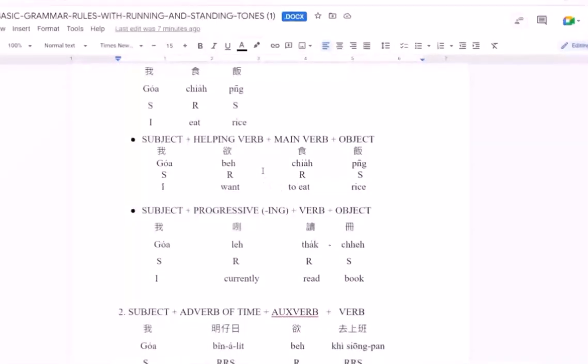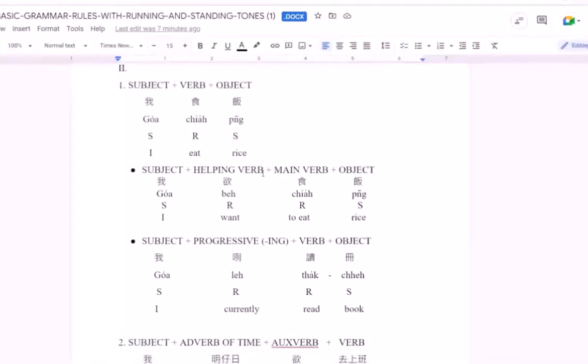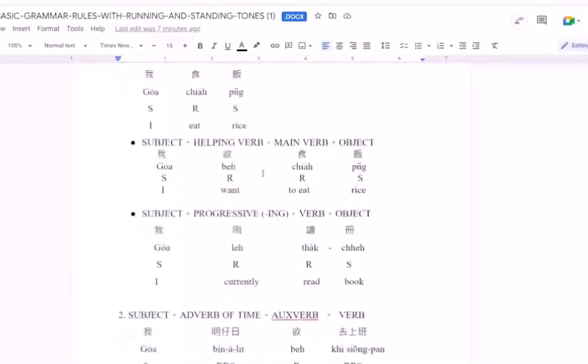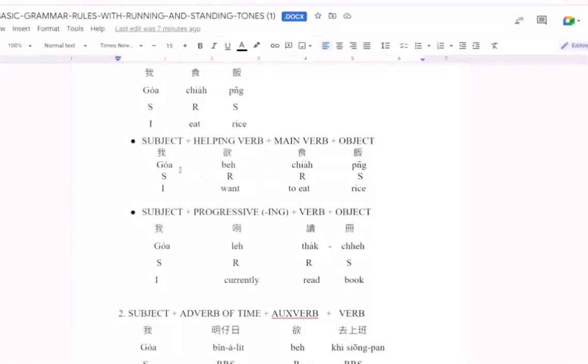Next we have a little bit more complex sentence, but still within that subject verb object logic. So now we have gua be jia peng. We just added a helping verb to gua jia peng. I eat rice, and now I would say I want to eat rice. Gua be jia peng. So jia is the one that's running, and be is also running.